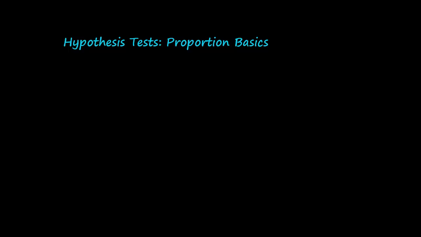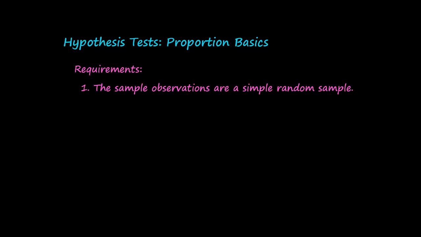As we did with our confidence interval estimates, we'll begin our study of hypothesis tests with the proportion. Let's look at the requirements. First, the sample observations are a simple random sample. We've seen that requirement now many times. The conditions of the binomial are satisfied.